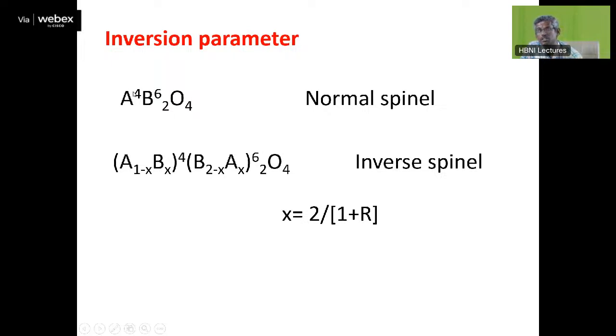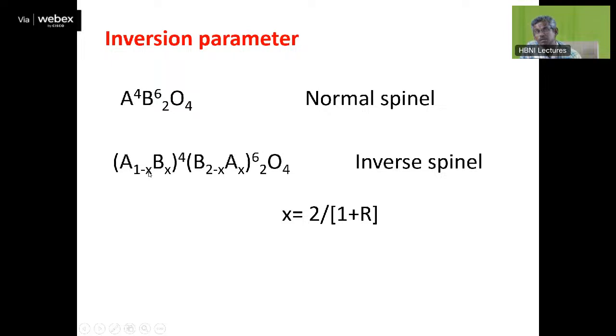4 is nothing but the coordination. 6 is nothing but the coordination. A is tetrahedrally coordinated, B is octahedrally coordinated. So part of the A is replaced by B and part of the B is replaced by A. That is why I have written B2-x Ax and A1-x Bx. So x is nothing but a parameter called the inversion parameter.